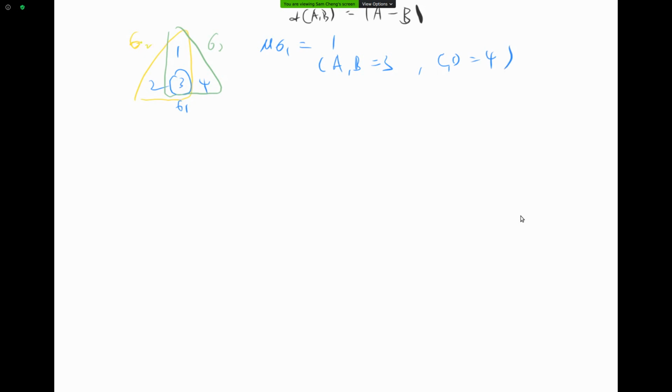And let's see, for sigma 2, mu sigma 2, actually all of them should be equal to 1. So I should have mu sigma 2 is equal to 1 as well, and mu sigma 3 is equal to 1 as well. And all 3 of them are bigger than 0. Therefore, these splits are all compatible with one another.